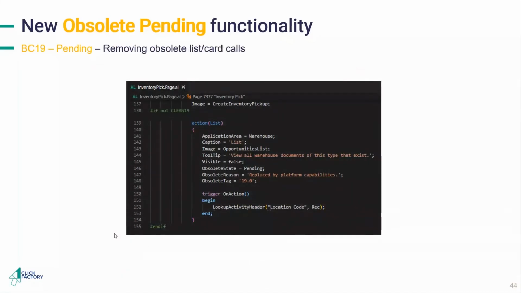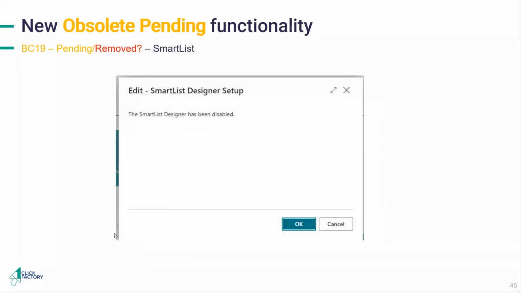Then some old functionality which was introduced in the RTC platform capabilities. In the list, you could open a card, and in the card you could open the list. It's even from the classic client. These actions are leftovers, so they will be cleaned, and you need to, of course, use the lookup page ID and nothing in the card, because it's already opened from the list. And smart lists are also being removed, marked as pending, but I tried to use it and it's already disabled. It can't be used, so maybe it is already removed, but it's only a pending case which will be deleted.